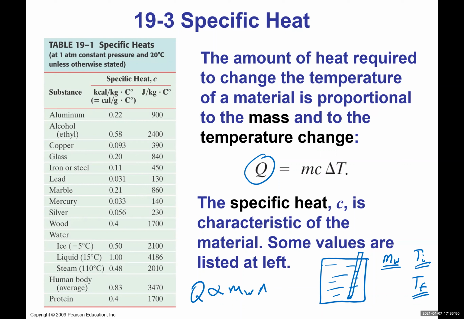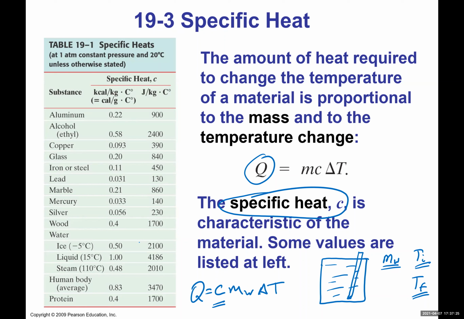It's also directly proportional to the change in temperature. Am I changing by 10 degrees, or 100 degrees, or 20 degrees? By how much am I changing? If I go from 2 degrees to 20 degrees compared to 2 degrees to 5 degrees, then I need to add more energy. So that's why it's directly proportional to that. Then if we go from a proportionality sign to an equal sign, we introduce a constant, and that constant is C, which we call specific heat.